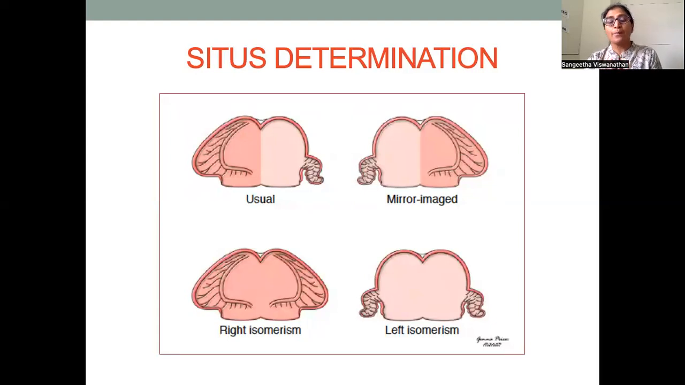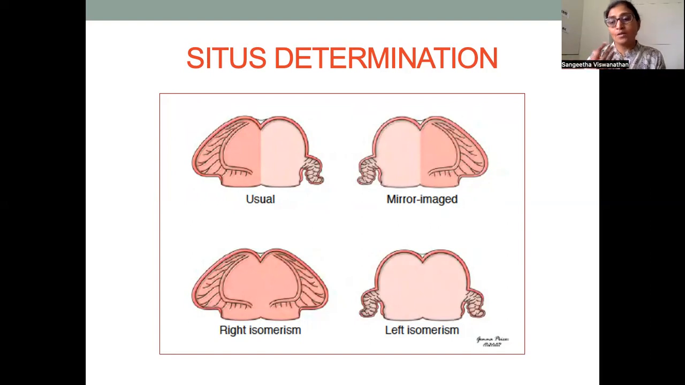The first step in the analysis of a congenital heart is situs determination. Although all of us look the same on the outside, we are not the same on the inside. If you look at us on the outside, we are more or less symmetrical, but on the inside, our organs are completely different.